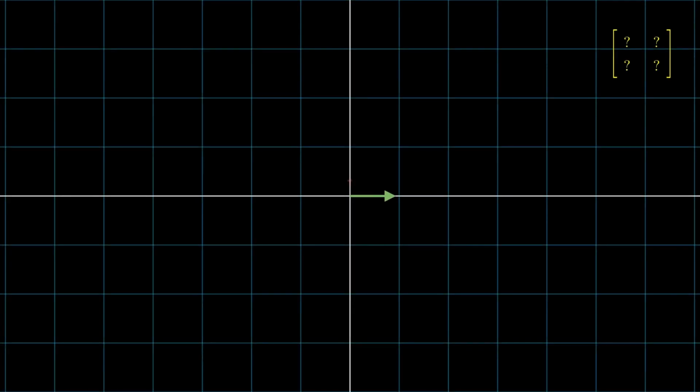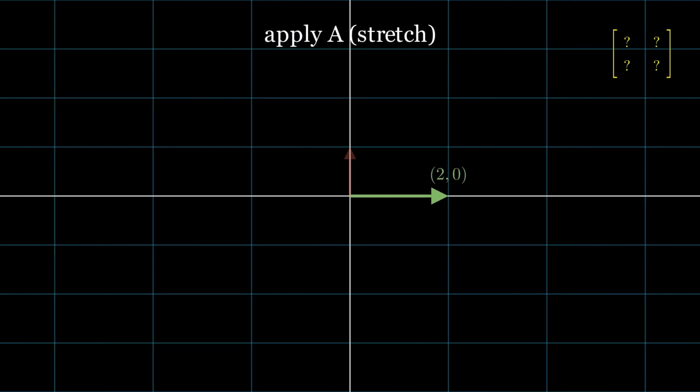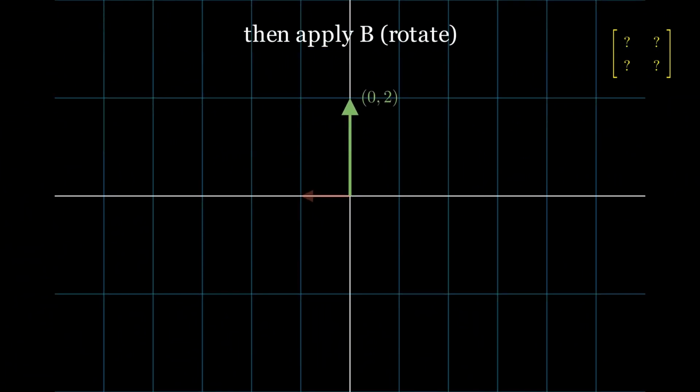Let's start with tracking i-hat. First, we apply transformation A. Stretching the grid sends i-hat from (1, 0) to (2, 0). Then we rotate the grid by 90 degrees, sending (2, 0) to (0, 2). The first column of matrix C is therefore (0, 2).